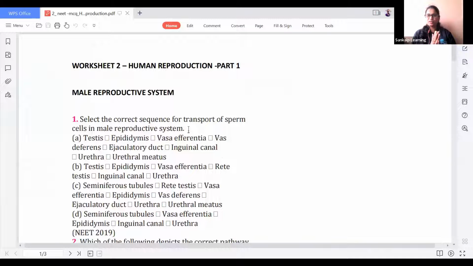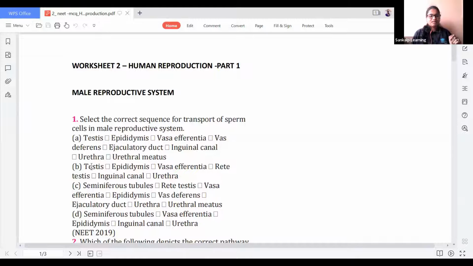How does sperm transport happen in the male reproductive system? Option A: testis to the epididymis, epididymis to the vasa efferentia, vasa efferentia to vasa deferentia, vasa deferentia to the ejaculatory duct, ejaculatory duct to the inguinal canal.